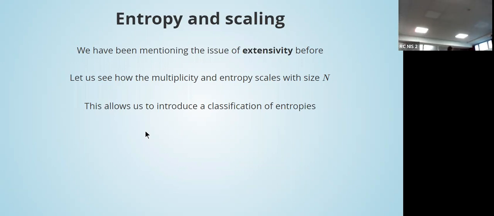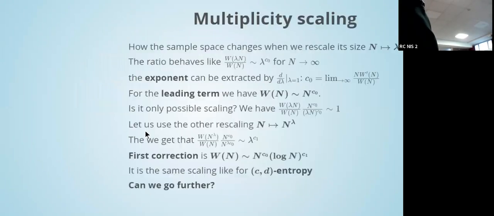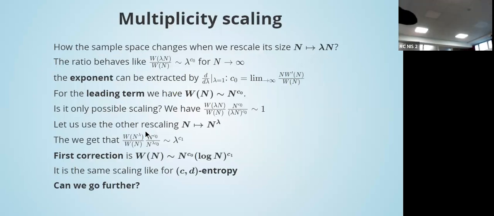And to this end, we were interested in how the multiplicity and entropy scale with the system and connected this with the Shannon-Khinchin axioms. And for this, we use the theory of scaling. I don't want to go into too many details, but it's like when you do critical phenomena, then what you do is that you rescale the system, or the distance of the system. So in this case, we rescale the size of the system. So from n particles, we took lambda n particles.